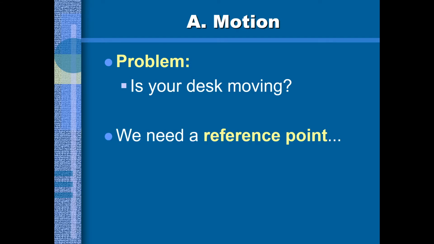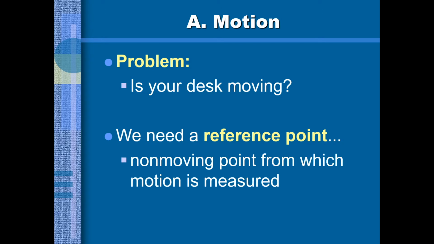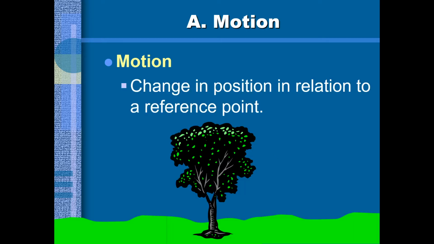My point is we need a reference point, a non-moving point from which we measure motion. Everyone says the desk wasn't moving because you were measuring it from the surface of the Earth. Motion is a change in position relative to a reference point.